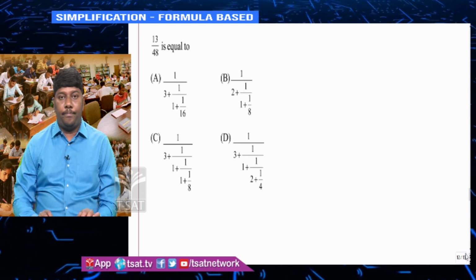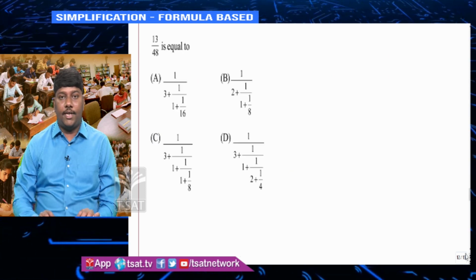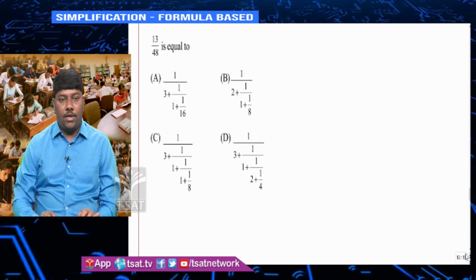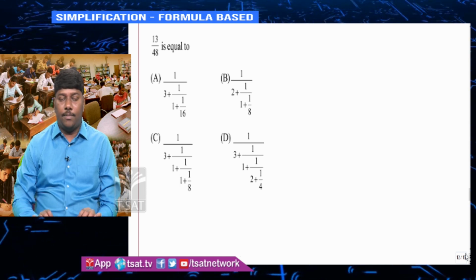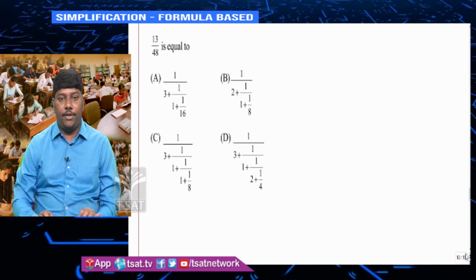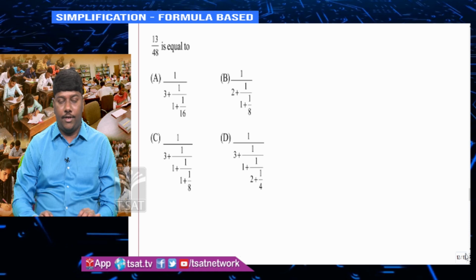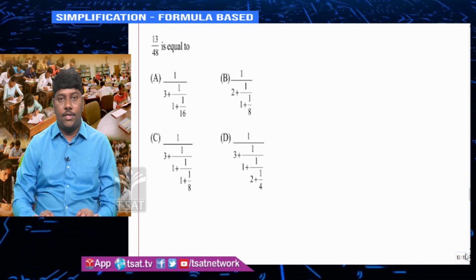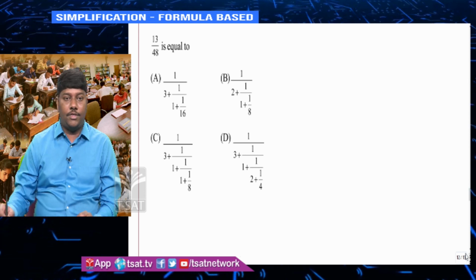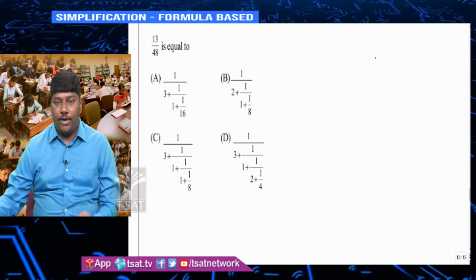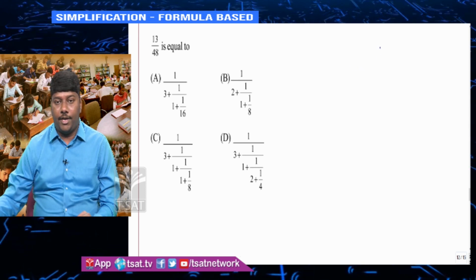Now look at this sum. Here it is given as 13 by 48 is equal to, and you can see option A, option B, option C, option D. If you simplify it by using these options, it will take a lot of time. If you come from the denominator, it will also take a lot of time. So when a fraction is given and you wish to express it in the given format, always take the fraction and divide the denominator by the numerator.